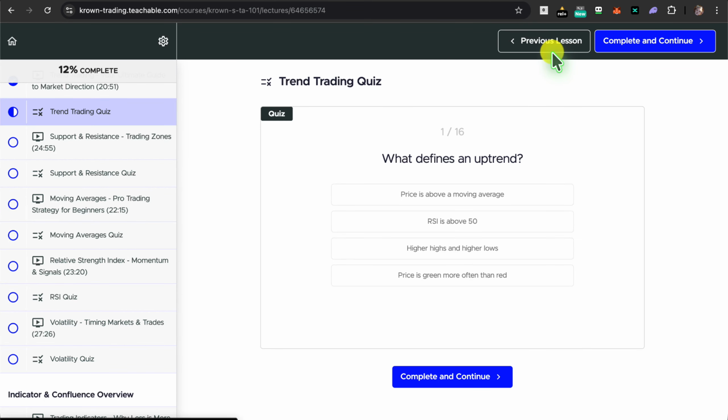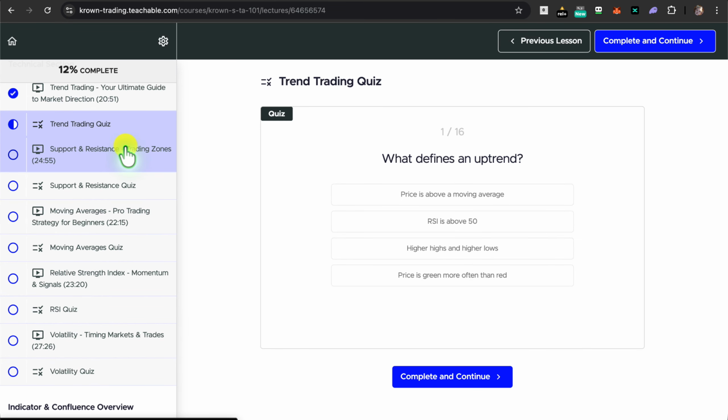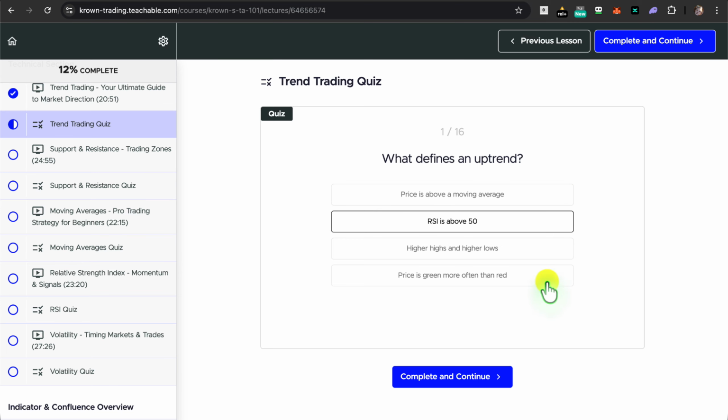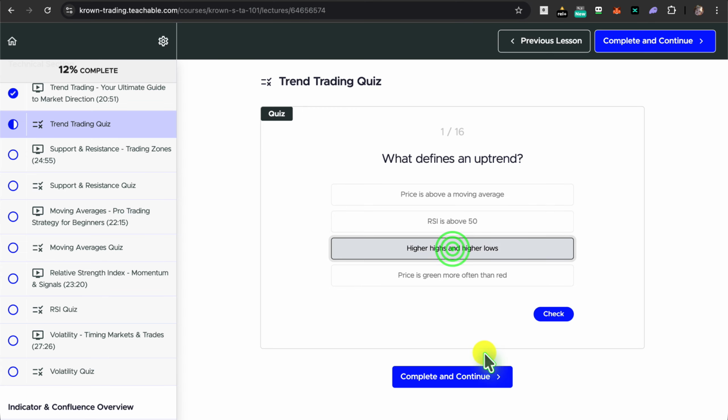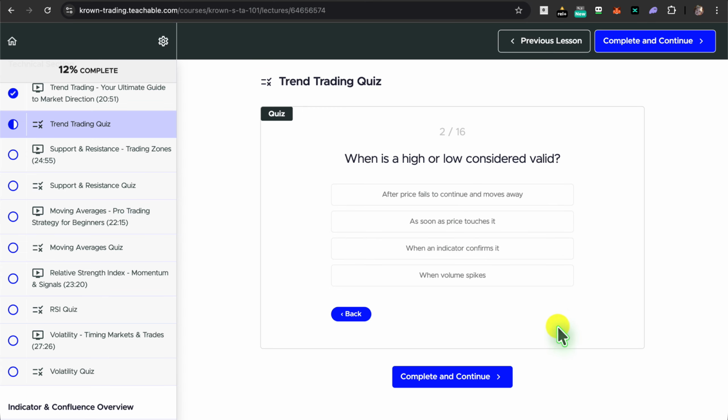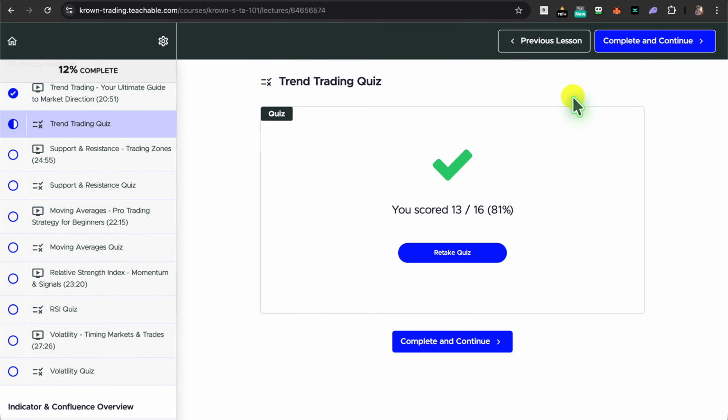Okay, so I've just completed the trend module. Pretty good. It's an area that I'm pretty au fait with, but nevertheless, it was good to have a bit of a refresher. There's a little quiz here, with things like, what defines an uptrend, which will be higher highs and higher lows. Anyway, I won't give all the answers away. I'll just take this quiz and let you know how I get on. 16 questions. Okay, well, I didn't do particularly well there. I got 13 out of 16, so not amazing, but I shall probably retake that at some point. But let's move on.